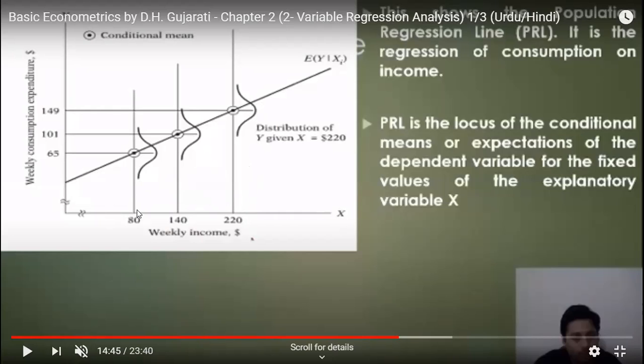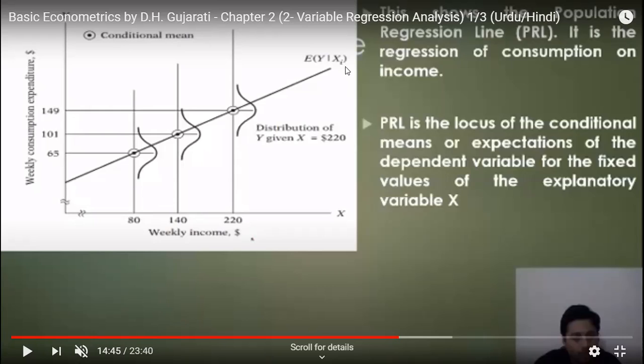This is the conditional mean of consumption when the condition is x equals 80. At another height, the conditional mean of consumption given x equals 140. The conditional mean of consumption given x equals 220. Any height of this line is the conditional mean of y given x, for different values of x.